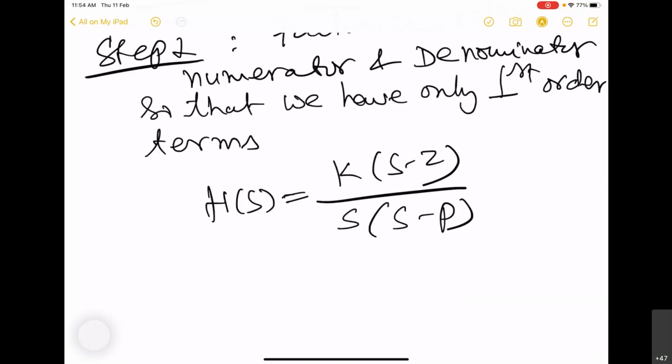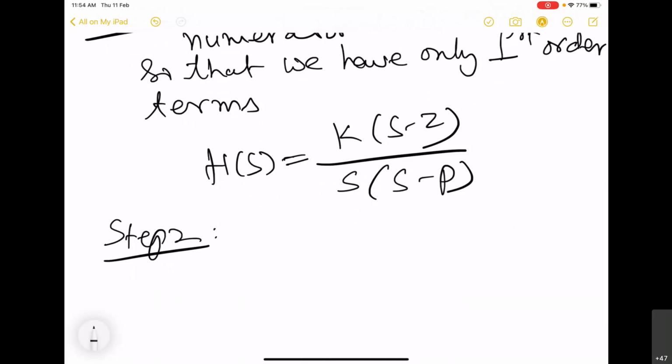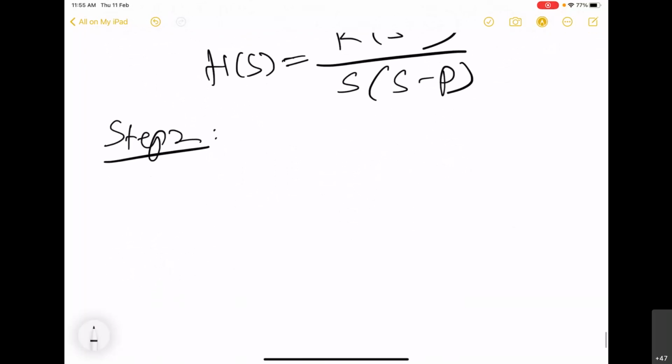In the second step, this is going to involve some effort, a little bit of effort for some of the cases, not a very difficult step for the cases that we will consider, although it could be very complicated. The second step is going to be easy: H(S) is written in standard form.